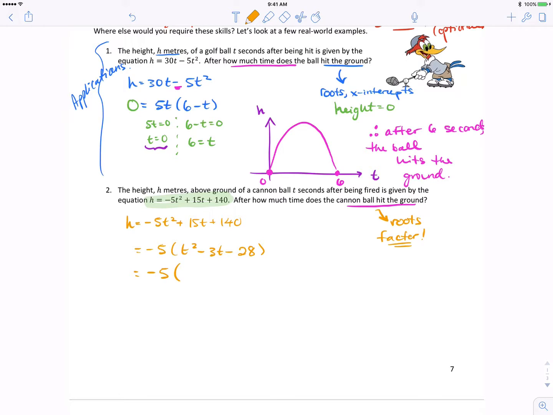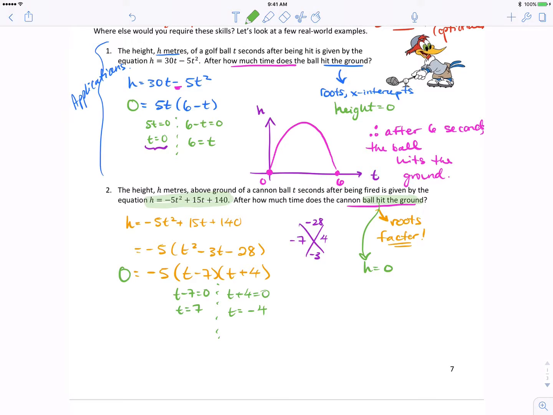Now keep that term out front, and I'm going to use my X box method to factor this. One multiplies to negative 28 and adds to negative 3: negative 7, positive 4. And I can write these terms as t minus 7 and t plus 4. Remember, when it hits the ground, it means that my height is 0. And then I go to factor. t minus 7 equals 0. t plus 4 equals 0. I move both numbers over and I get my two solutions.